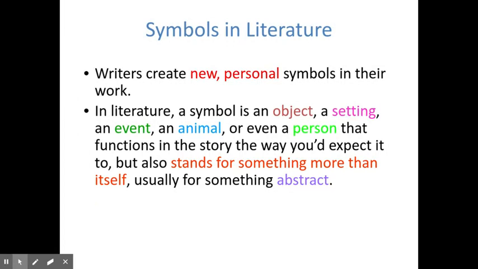Writers can create new symbols as they work. It might not be a symbol that you would necessarily have thought about. So in literature, it could be an object or a setting, a place, an animal. It could even be another person in the poem. How that item or person or creature functions in the story symbolizes something that they're trying to get across to you. But it's more important than what it actually is.